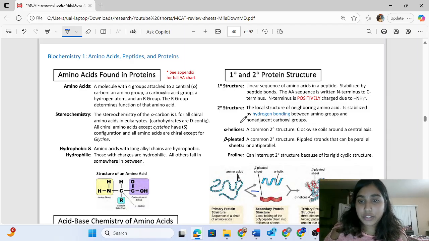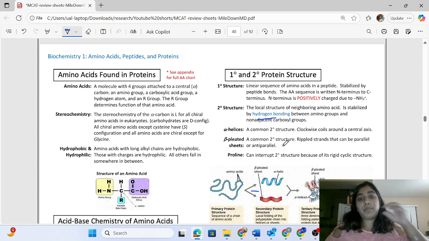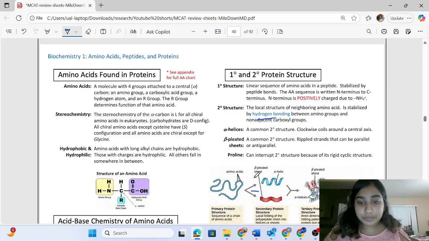Then we come to the secondary structure. Secondary structure is stabilized by hydrogen bonding between the amino groups and the non-adjacent carboxyl groups. Okay, so it will be of two types: alpha helix, which will be like a spiral kind of thing, and then beta sheets, which will be like a plain sheet. So it's not exactly a plain sheet, it will be one amino acid sequence on the top and one amino acid sequence on the bottom, and then they will have hydrogen bonding in between them. So this is what makes a beta sheet kind of structure.